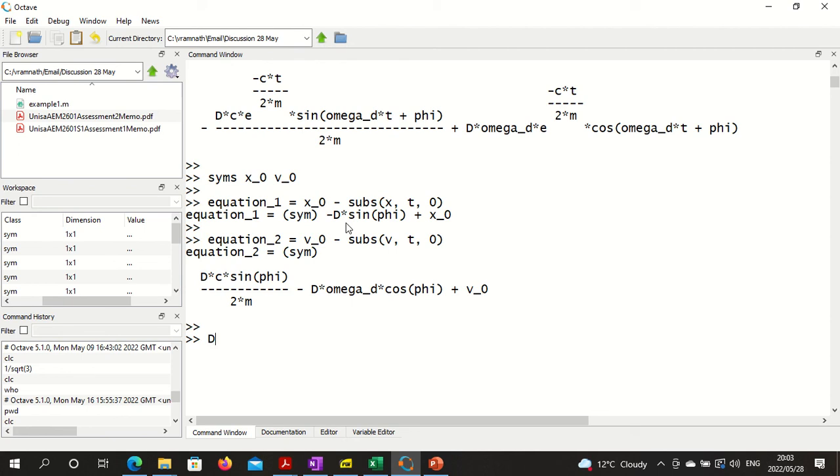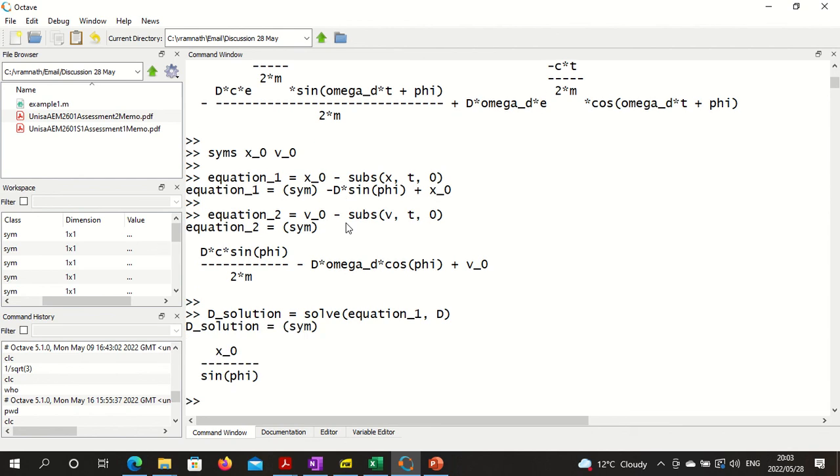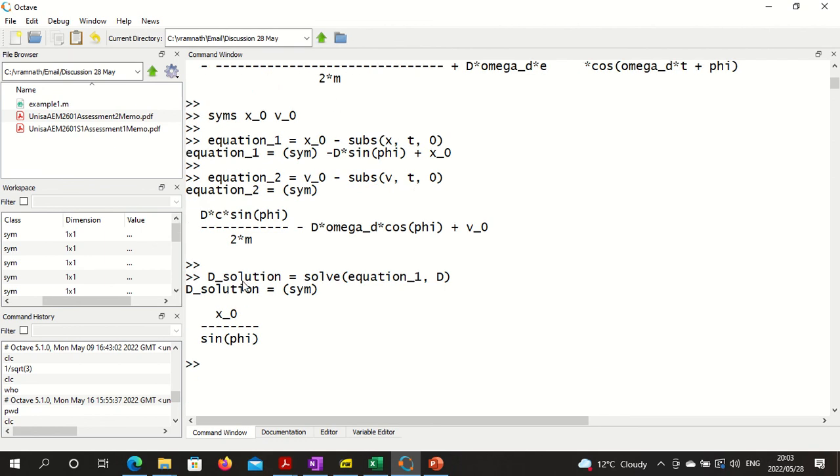So we can say D solution is equal to solve equation 1 for D. That's the answer for D. So simple as that. We can take the solution for D and we can put it into equation 2.